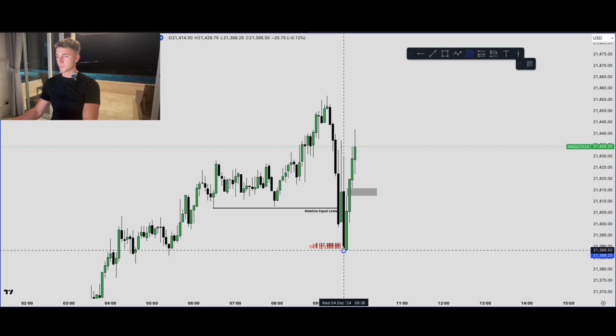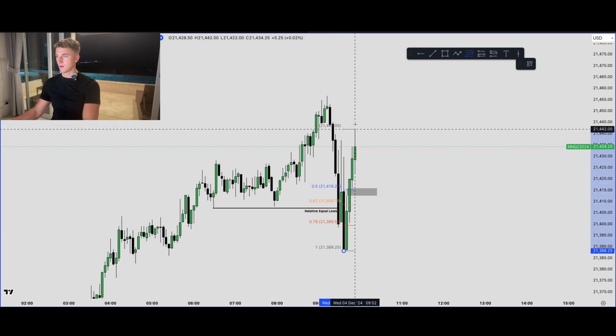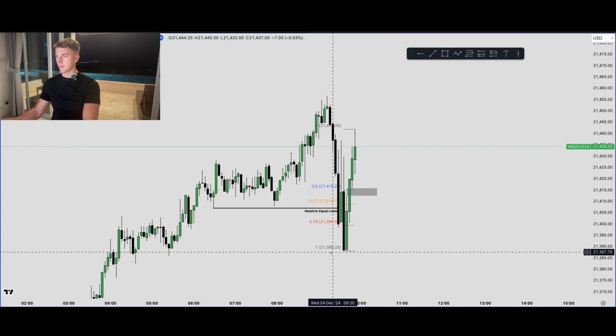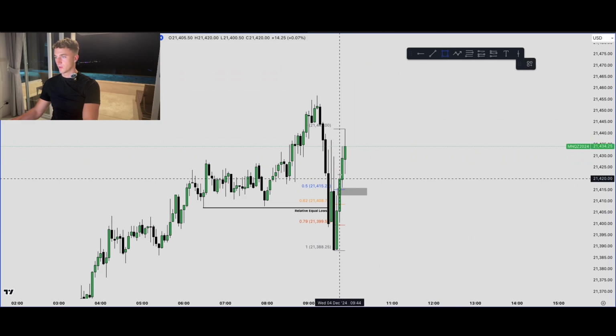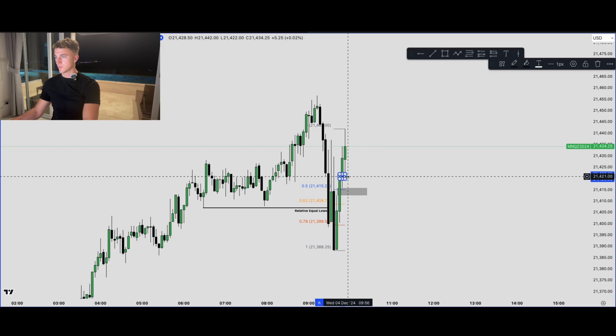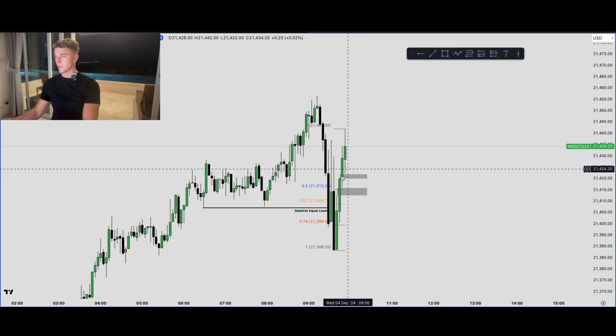Now you want to measure from swing low to swing high, because this is quite a big price range. And since there are two FVGs, this is a question I get asked a lot as well. You know, Ben, which FVG do I pick?